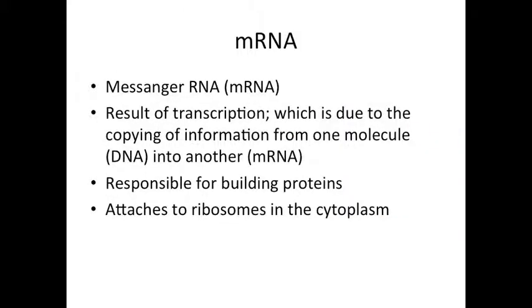There are three main types of RNAs which aid in transcription and translation. The first type is mRNA, or messenger RNA, which results from transcription and is due to the copying of information from one molecule of DNA to the other. mRNA is the basis for building proteins and the primary structure, and it attaches to the ribosomes in the cytoplasm.